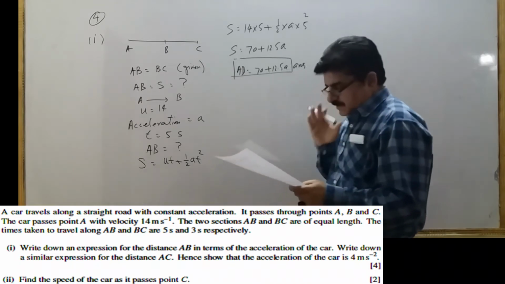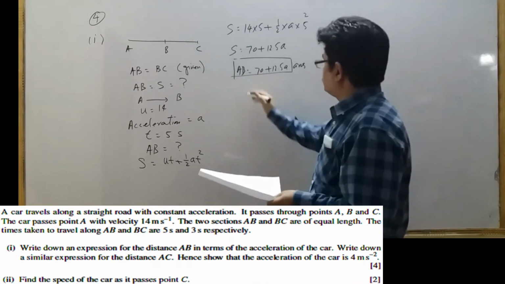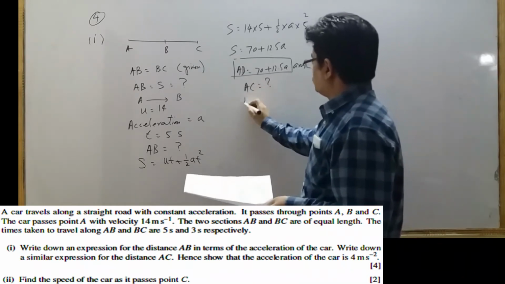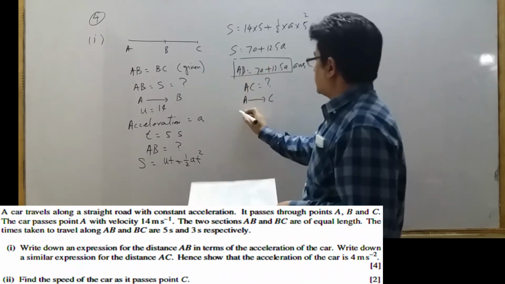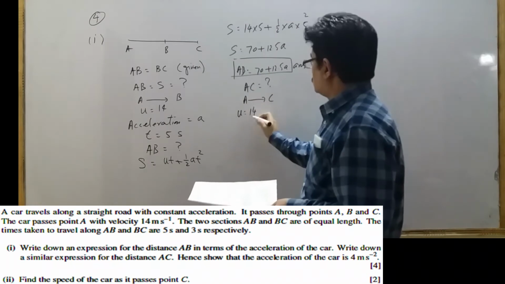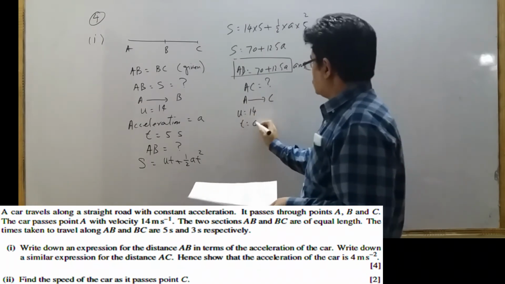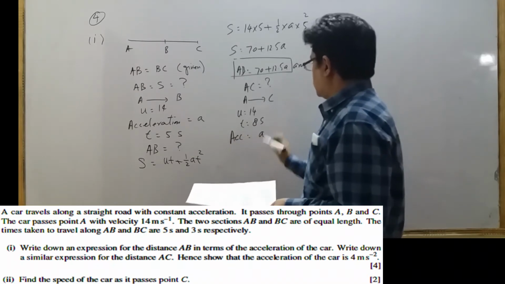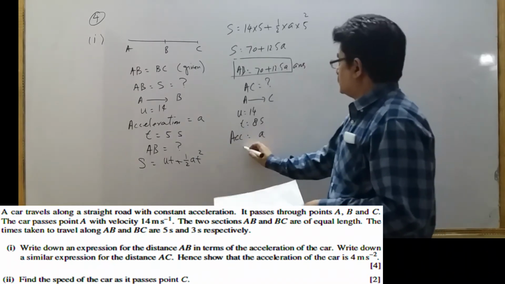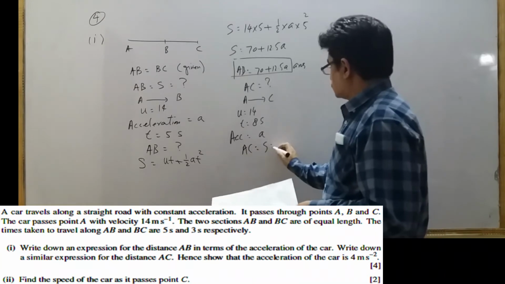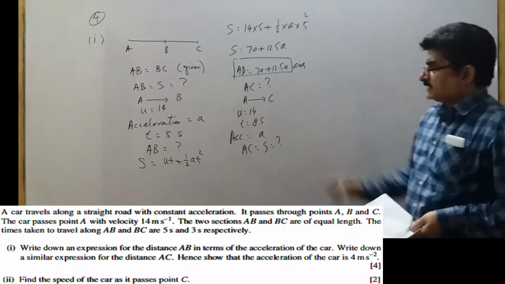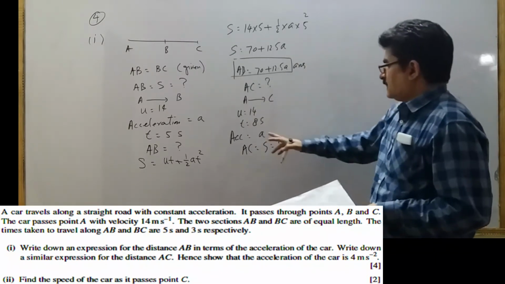Now we have to find an expression for AC. Now for the motion from A to C, notice that you have u is equal to 14, time is equal to 8 seconds. You have acceleration is equal to a, and you need AC, which is s. So again you have same four quantities. Final velocity is not involved.